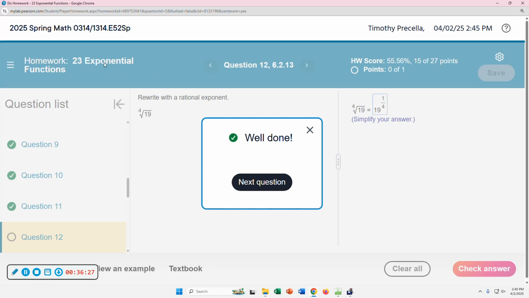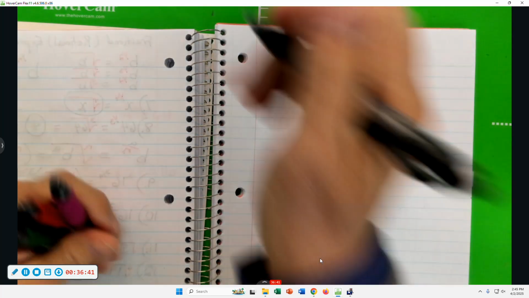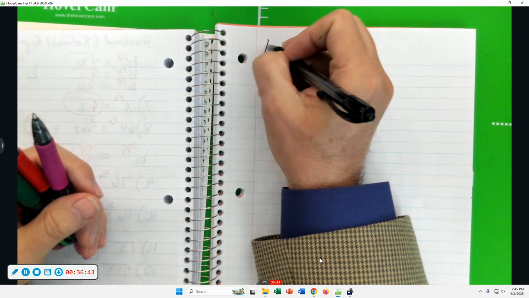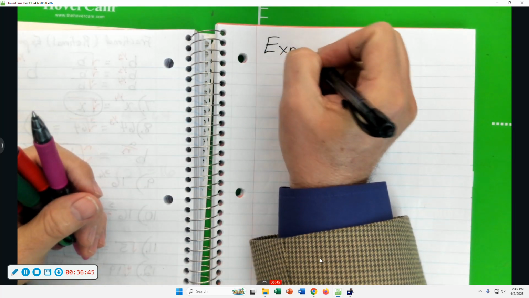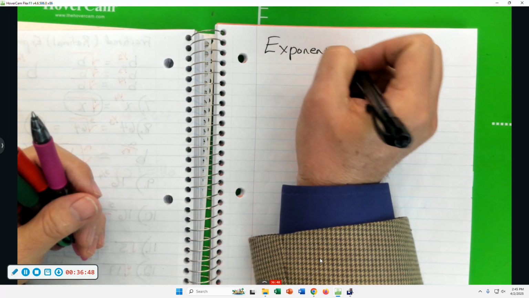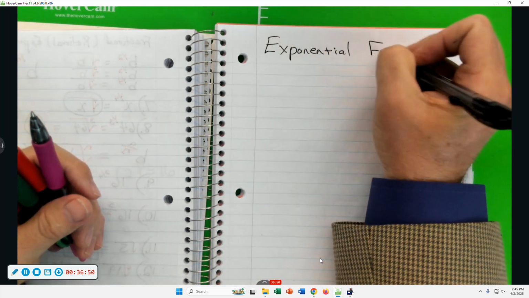So the name of this is exponential functions. You better switch over. So far we haven't had a function yet, so we'll start some functions now. Okay. Our definition of exponential function.